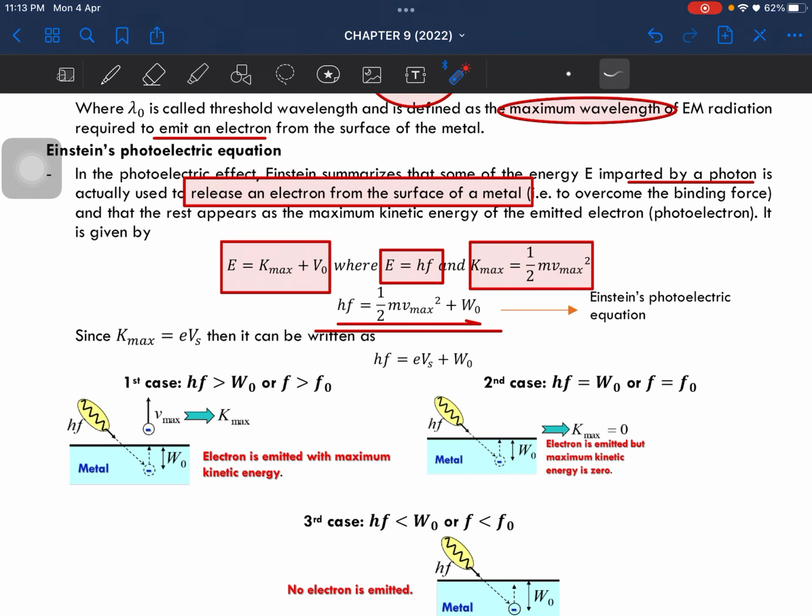Sorry, this one is the same, it has just been substituted. Since the maximum kinetic energy is equal to eVs, where Vs is the retarding voltage and e is the charge of the electron, it can also be written as the one shown here. So there are two forms.